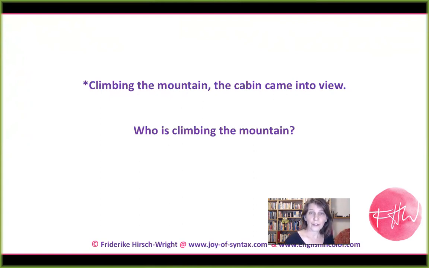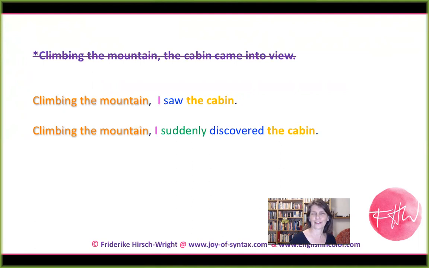So when you want to fix that, you need context, and we don't have context, so we need to make it up. I decided that I was going to climb the mountain. And I retained the participle construction and simply added a subject that can climb. Climbing the mountain, I saw the cabin, or climbing the mountain, I suddenly discovered the cabin. Okay, now these two sentences are grammatically correct.